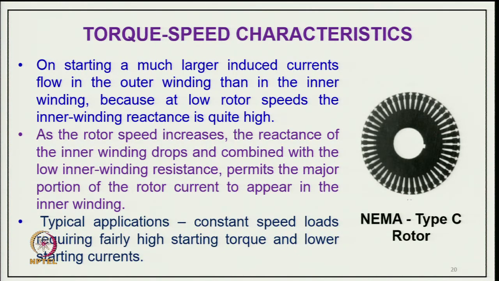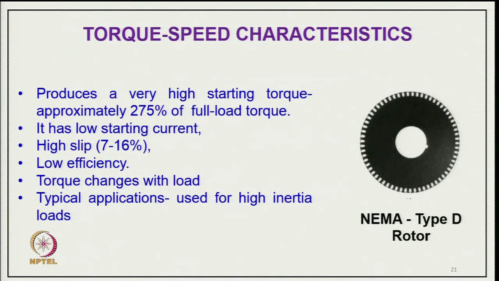Similarly, for type C on starting, a much larger induced current flows into the outer winding than the inner winding, and because of the low rotor speed, the inner winding reactance is quite high. As the rotor speed increases, the reactance of the inner winding drops, and combined with the low inner winding resistance permits the major portion of rotor current to appear in the inner winding. A typical application is a constant speed load requiring fairly high starting torque with low starting current.